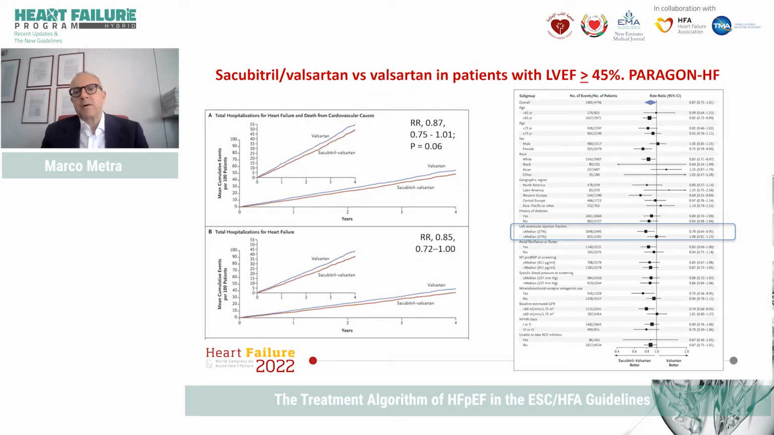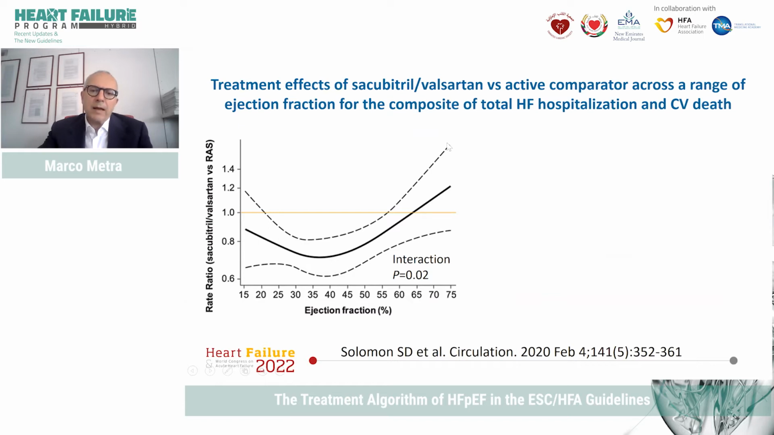The same occurred in PARAGON-HF, where sacubitril/valsartan was compared with valsartan. The primary outcome was not significantly affected by sacubitril/valsartan. However, this pre-specified analysis based on the median values of ejection fraction showed a reduction in the primary outcome in the patients with an ejection fraction below 57%. And again, when the data of PARAGON-HF and PARADIGM-HF were combined, you see that sacubitril/valsartan had a beneficial effect on the primary outcome in the patients with an ejection fraction below the normal values, below 50%.